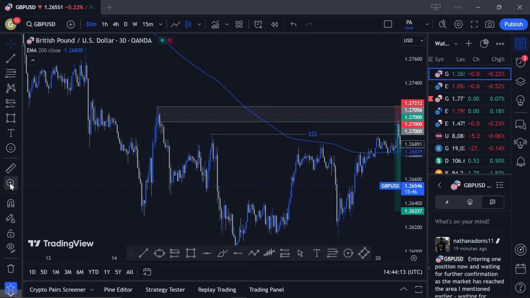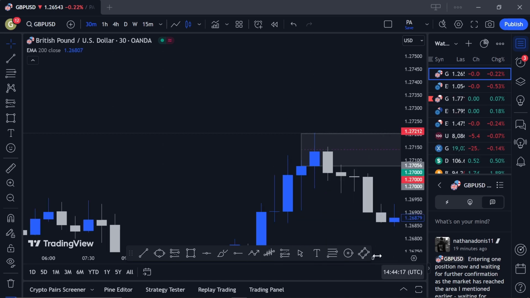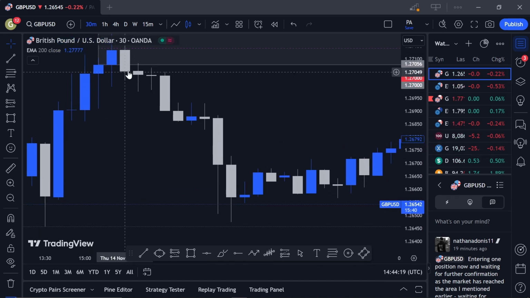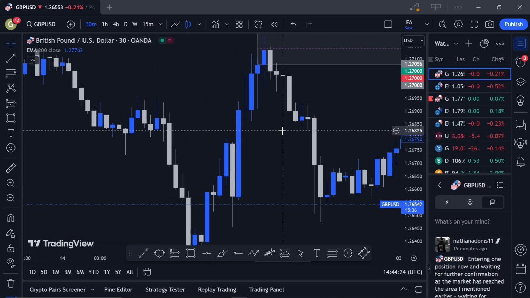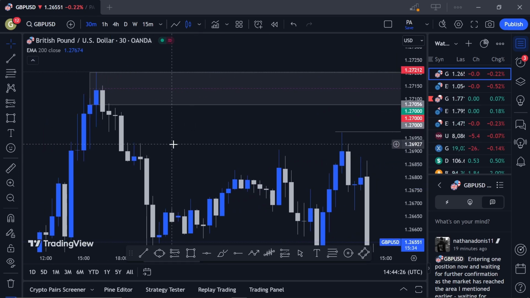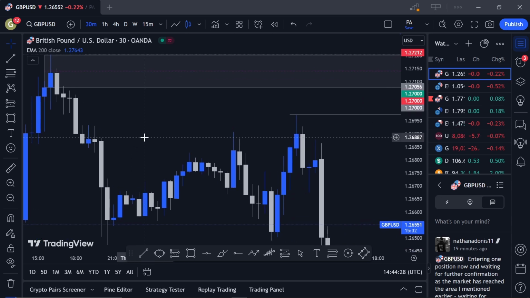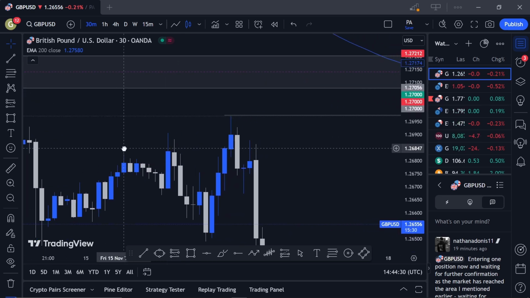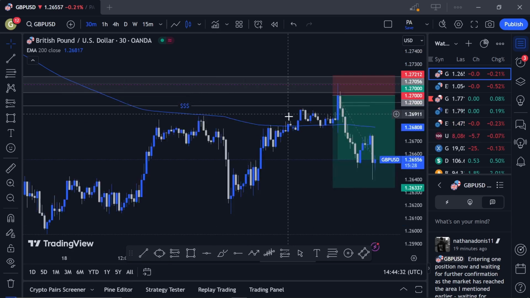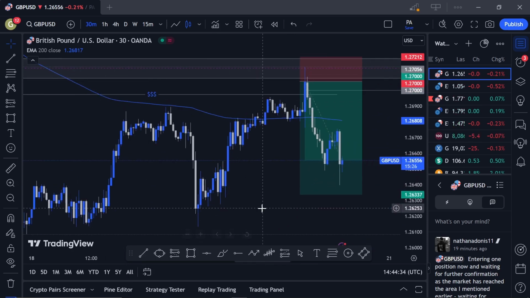Take a look at this zone here on US 100. Just take a look at the zone here. You see how the market moved away from it sharply. This is what we refer to as identifying zones of sharp movement. This sort of zone tells you that there is a decisive movement away from it, meaning that whenever the market comes back there, there's still a high chance of the market rejecting from it.